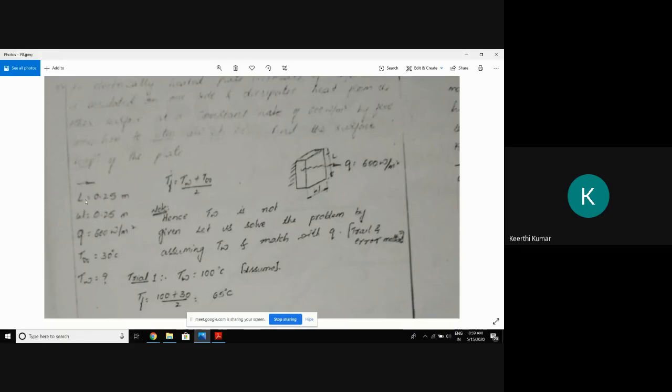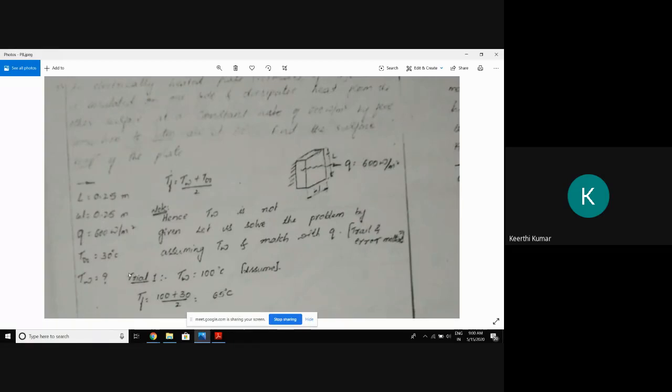See here, length of the plate is 0.25, width of the plate is 0.25, heat flux, small q, capital Q by area, is 600 watts per meter square. Fluid temperature or surrounding air temperature is 30 degrees, and wall temperature is how much? That's all he's asking. He is nowhere asking to find the value of h. So he's asking T wall. So how to do it?